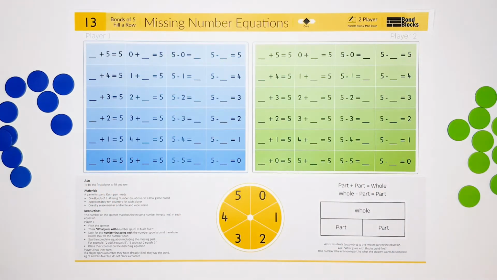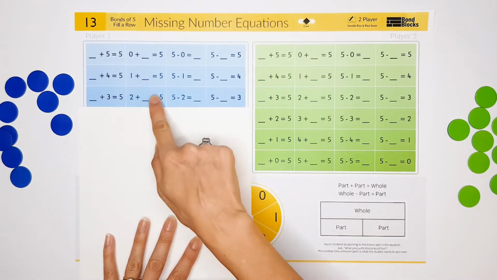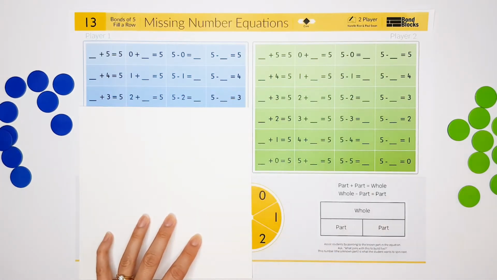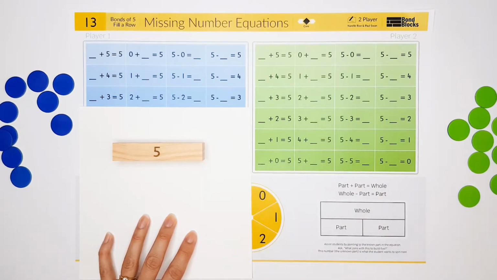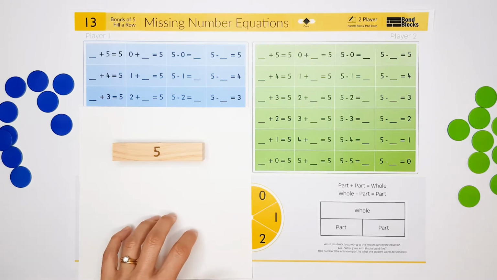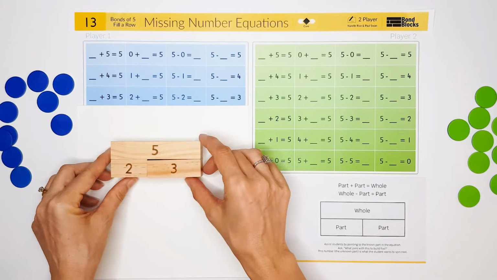The reason they're related, I'll show you with this row here, is that all of the equations within a row all have the whole of 5, and within this row all of the parts are either a 2 or a 3.